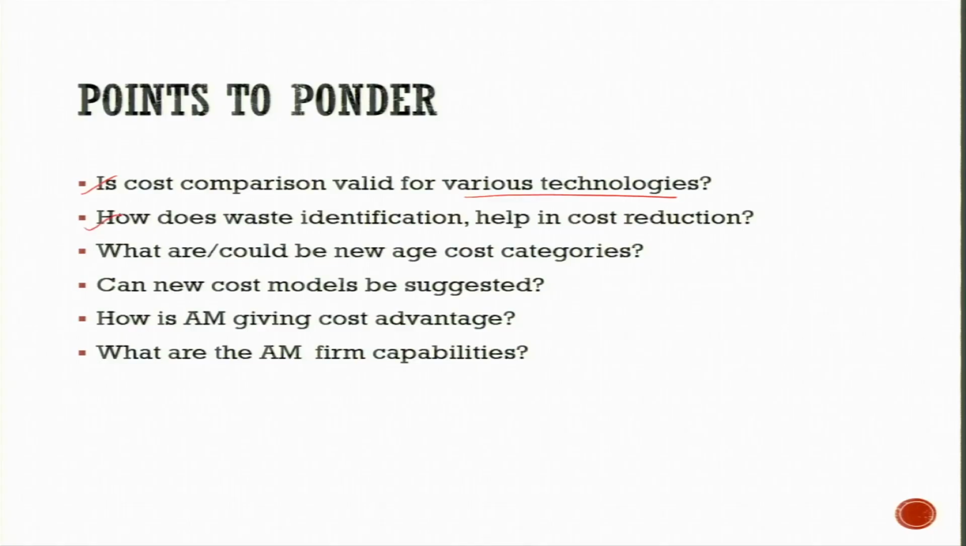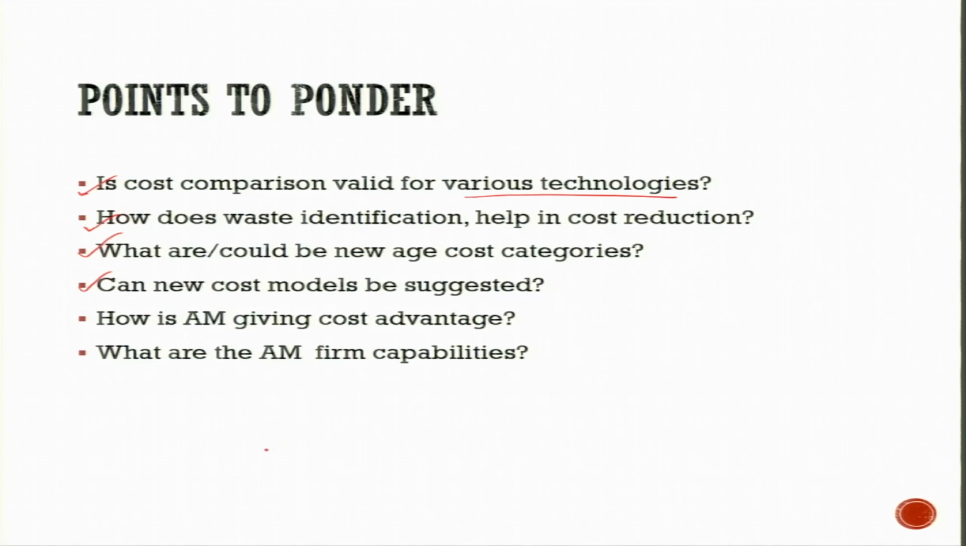How does waste identification help in cost reduction? Because there is the cost of the waste, there is the salvage value, there is the waste material or recyclable material also. How do we identify that? Please try to look at that once again. What are or could be new age cost categories? Which category, which model would you like to choose to be applied on the system that you are trying to design? Can new cost models be suggested?